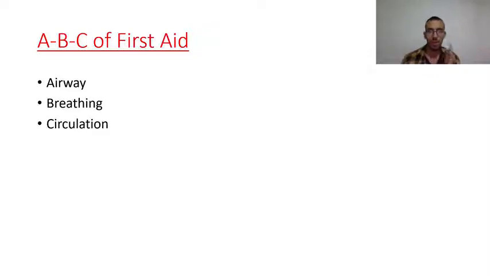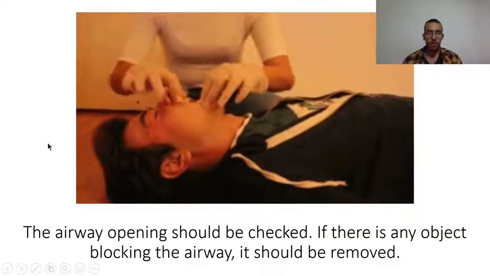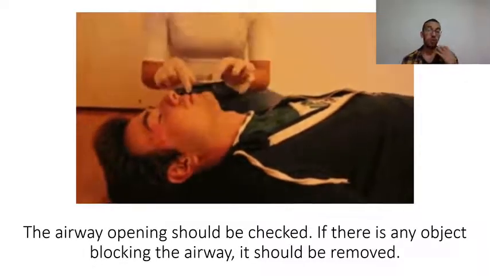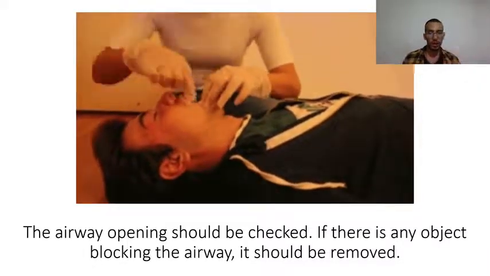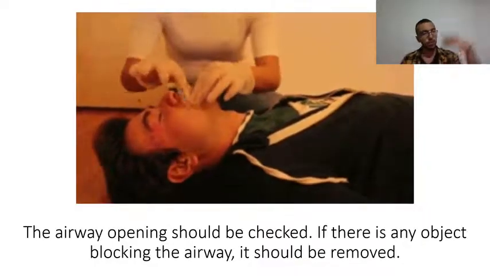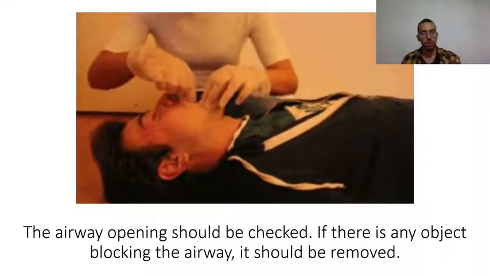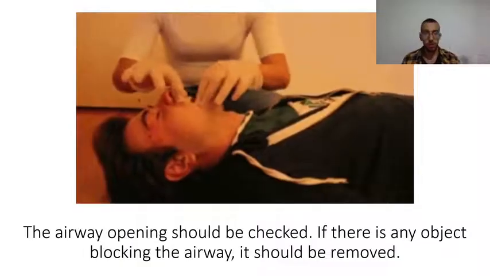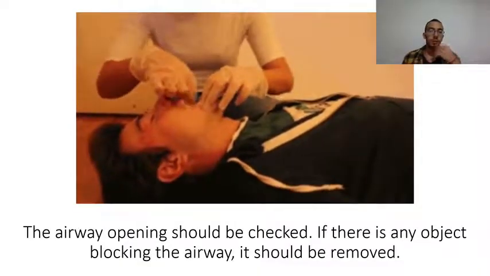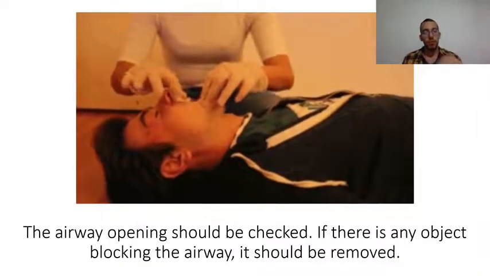So we need to know about the ABC of first aid. So ABC, the initials: airway, breathing, and circulation. Let's talk about them. Airway should be checked first. So before doing anything else, we check the consciousness, and then we call, and if there's no consciousness, for example, we tell another person to call 112, and then we check the airway. If there is anything inside the mouth, for example, we take it out.